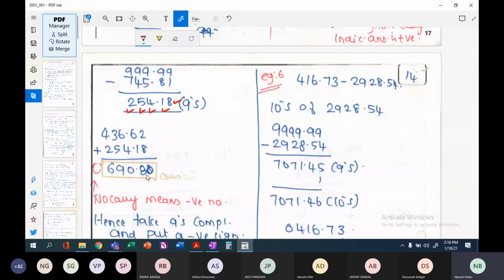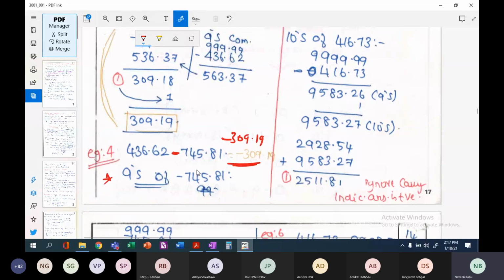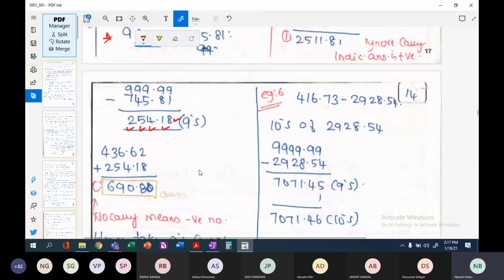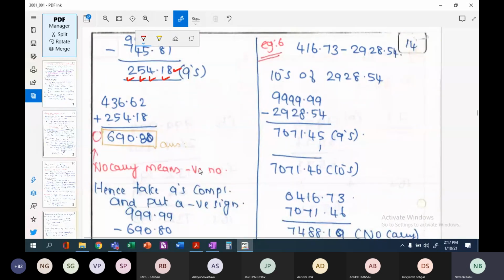But what is my answer? My actual answer here is 309.19. Then where are we making a mistake? Please note that when we add it, you are not getting a carry. No carry means it is a negative number. So the answer you are getting is a negative number, and we are doing a 9's complement, which means that this number is nothing but 9's complement of some number. So let us take 9's complement once more to get the original number.